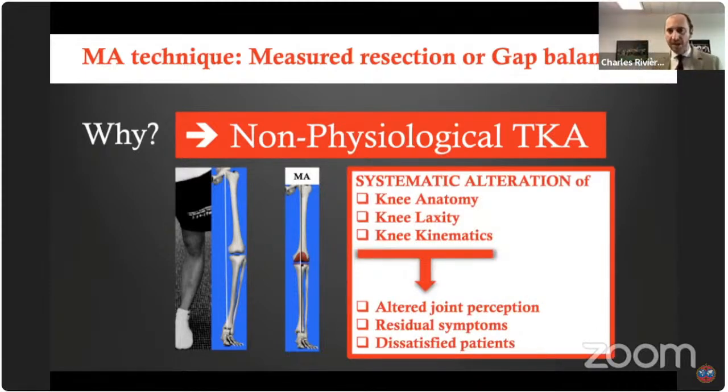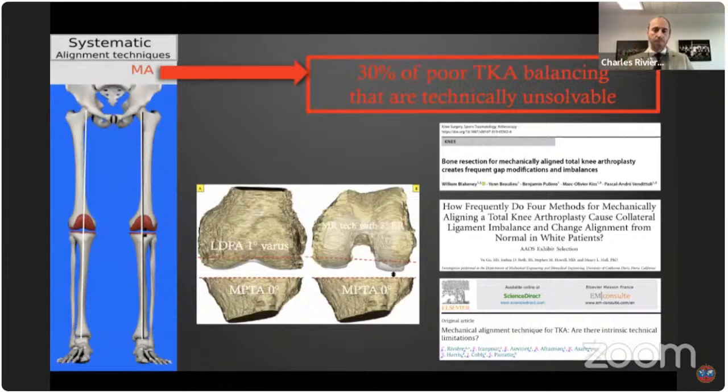So with the AMA technique, there is a systematic alteration of knee anatomy, knee laxity, and knee kinematics. So it's not physiological. And this explains some of the disappointing outcomes, altered joint perception, and residual symptoms. Okay? So that is the consequence of this anatomical alteration.